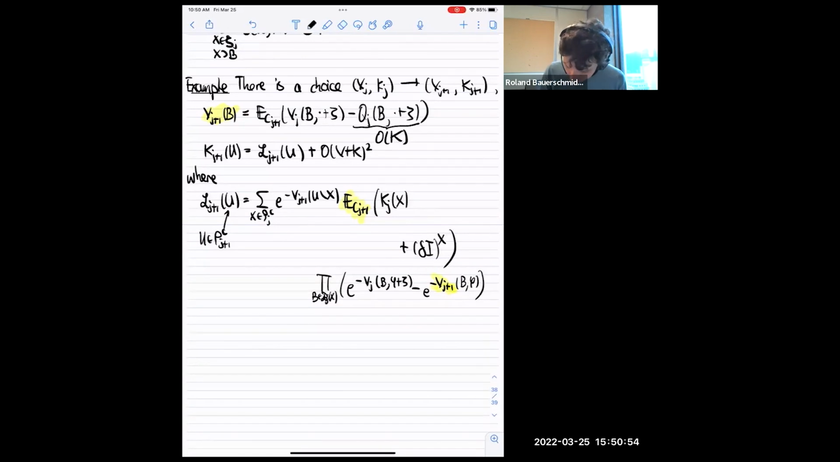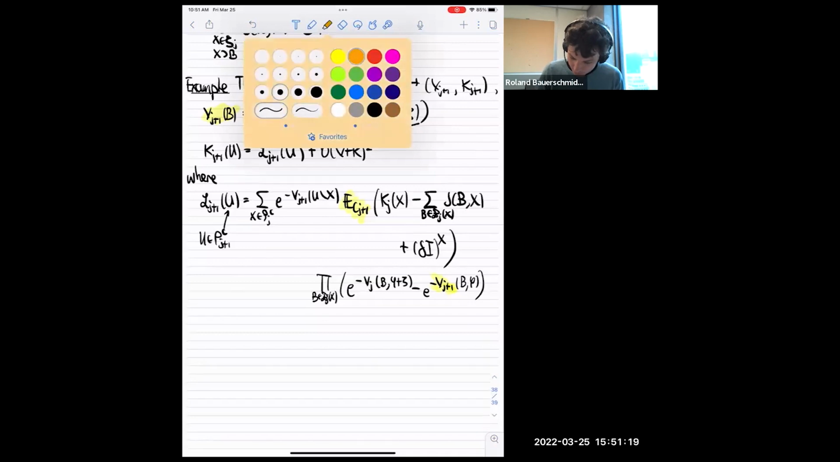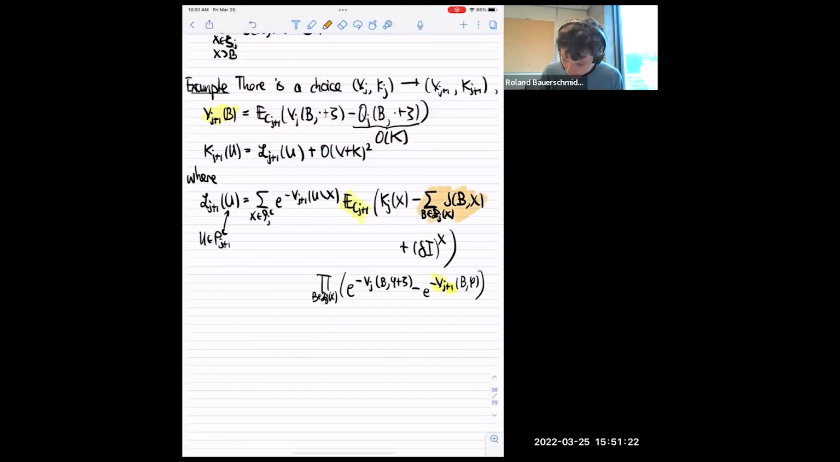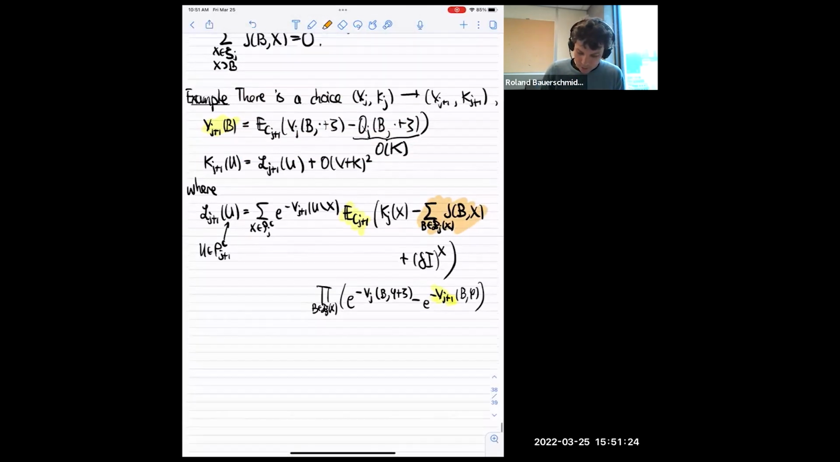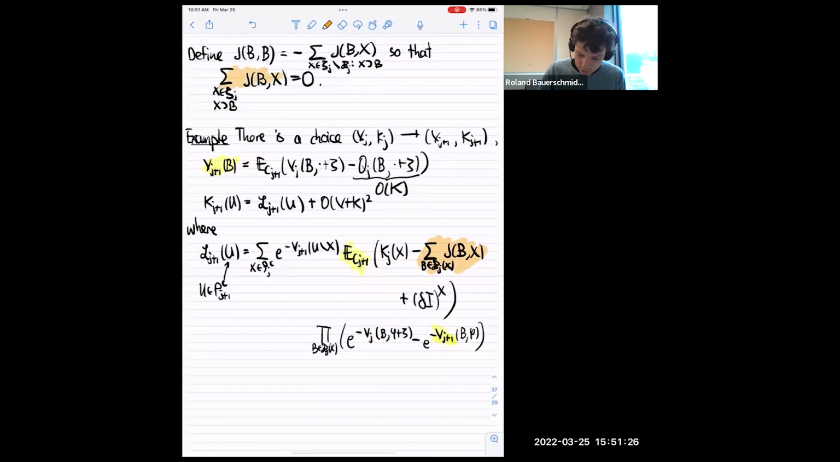The point is we can put an additional term here. It's minus the sum of B in the... so basically we can add this additional term for free under the assumption that this condition holds.